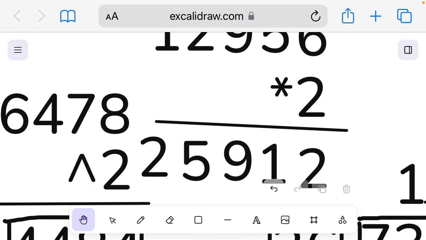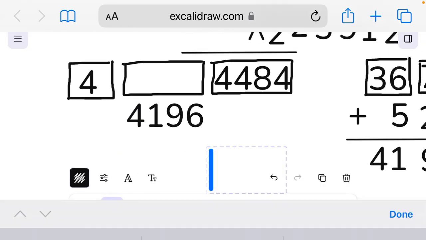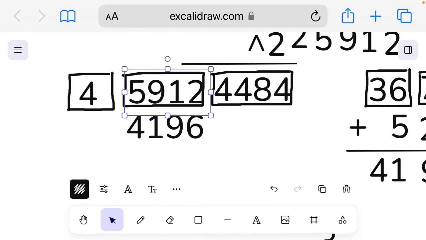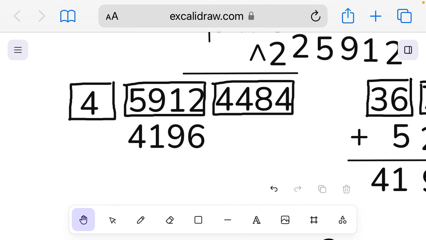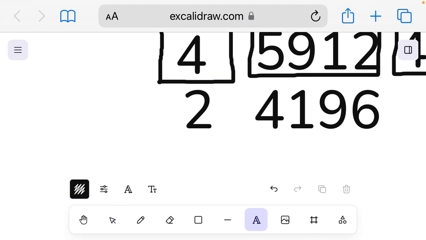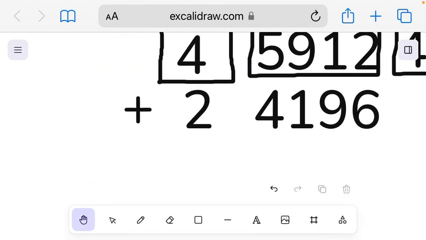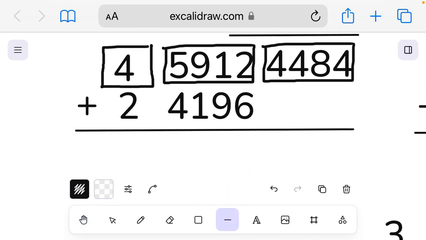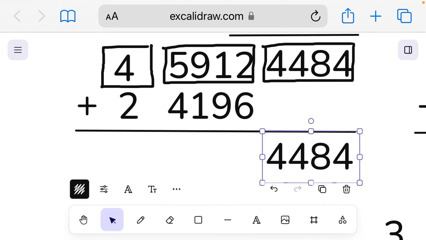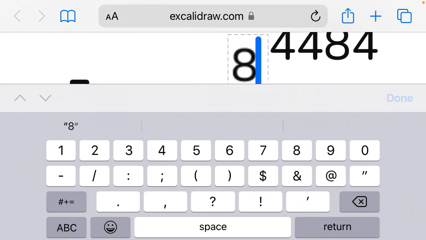Now, all you do is write 5,912 in the middle box. And then you carry the 2 under the first box. And now we are ready to add for the main problem. And now bring the last box down since there's nothing added. And then we have 2 plus 6, which is 8.